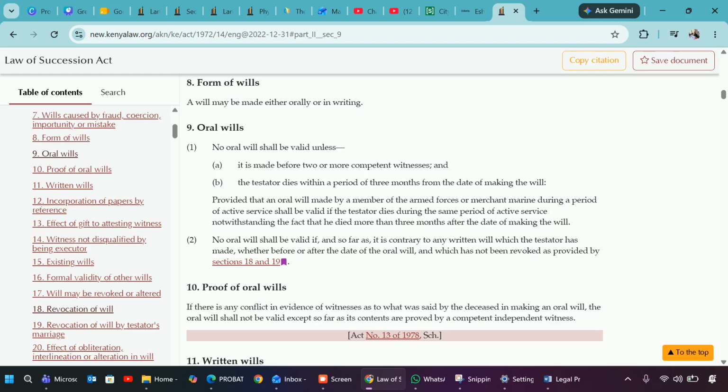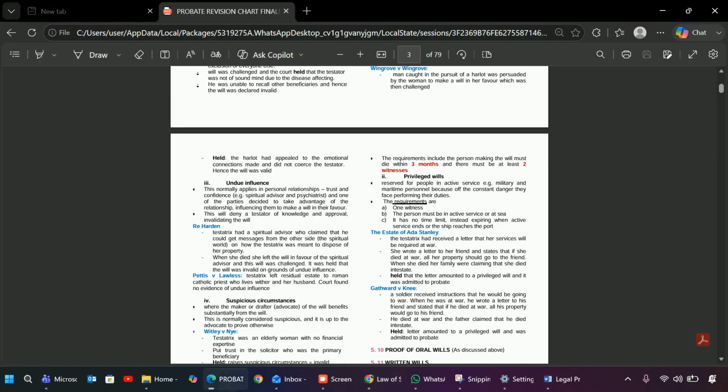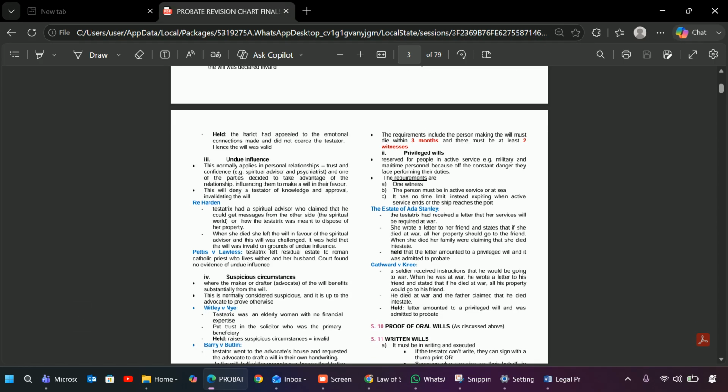No oral will shall be valid insofar as it is contrary to any written will which the testator has made, whether before or after the date of the oral will, and which has not been revoked as provided under Sections 18 and 19 of the Law of Succession Act. So I tend to disagree with this document. Where did they get the element of one witness? But we agree to the extent that it has no time limit.